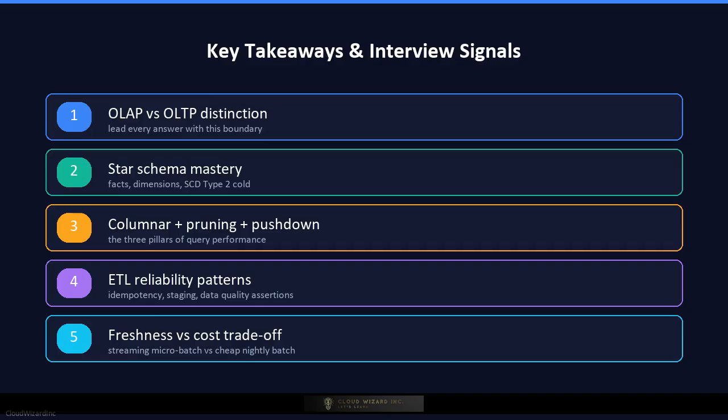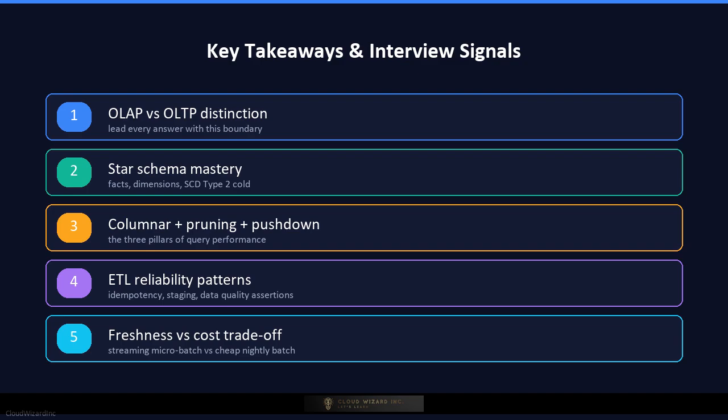Key takeaways for your interview. First, a data warehouse is an OLAP system optimized for read-heavy analytical queries over historical data, fundamentally different from OLTP systems, so always lead with this distinction. Second, the star schema with fact and dimension tables is the canonical data model. Know it cold, including slowly changing dimensions.